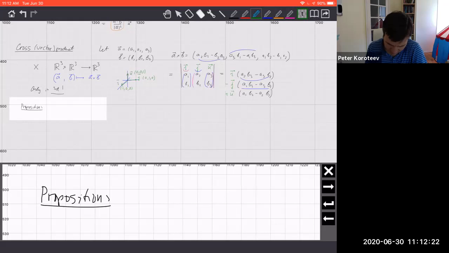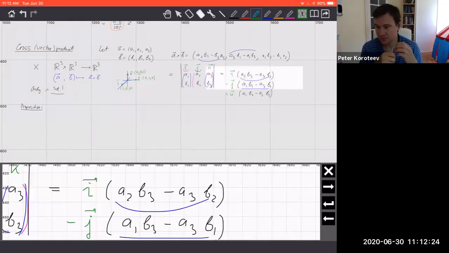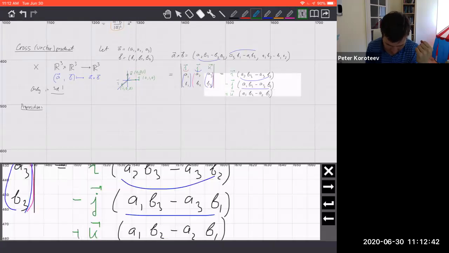Do you agree with the calculation of the determinant? Okay, so j here is something fixed. It's this vector 0, 1, 0. There's no condition on whether it's negative or not. It's just j multiplied by this coefficient. That's it. Good.